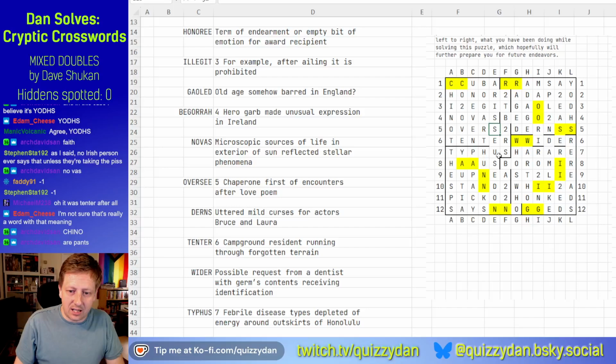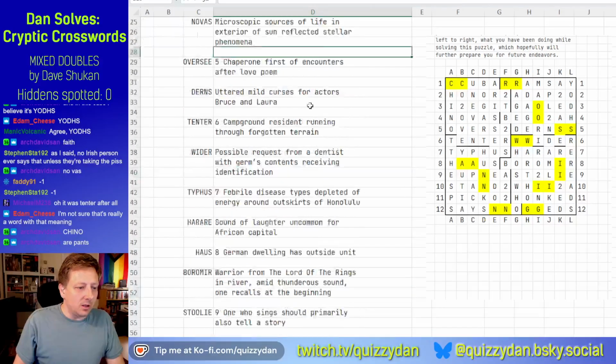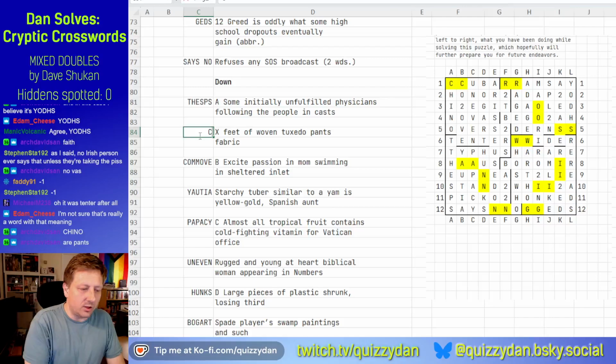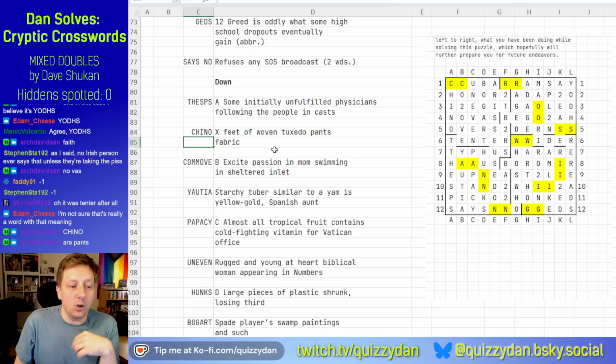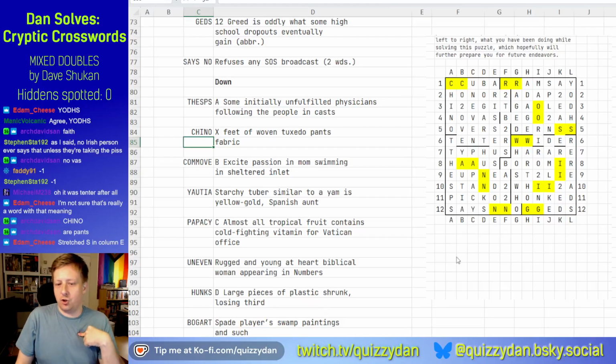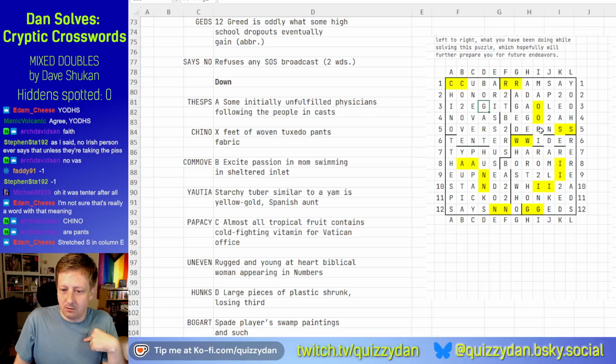CHINOT. No, it's just chino. So the thesps, the T is stretched on thesps, and it's just chino. Now, why is it chino? One down. So Kai, the feet of woven is N and O. The feet of woven tuxedo, N-O. So Kai, N-O, and pants fabric is chino. There we go. Stretched S in column E. Oh, well spotted.